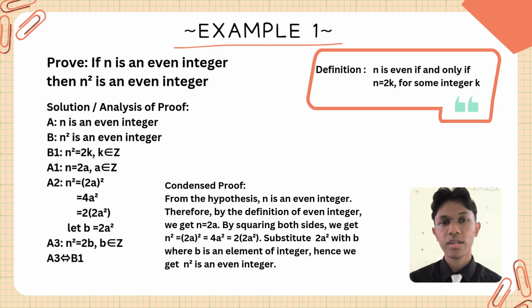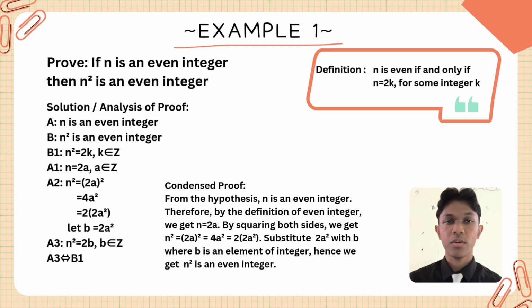Okay, so our A1 will be n is equal to 2a. The same reason applies because n is also an even integer, but instead of 2k, here we write it as 2a because k had already represented n squared. We want n here, so just take another letter that is not k. So that's why we chose 2a. a also must be an element of integers.